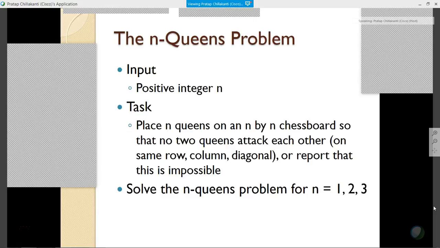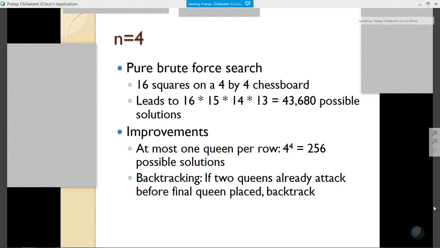So if you look at the n queens problem now, you all know what the n queens problem is, right? To place n queens on a board. I'll go fast here. If you were to do pure brute force search, you can see 43,680 possible solutions. Now, by using your knowledge that only 1 queen per row can be there, you can quickly eliminate most of the 43,680 solutions, and there are only 256 possible solutions.